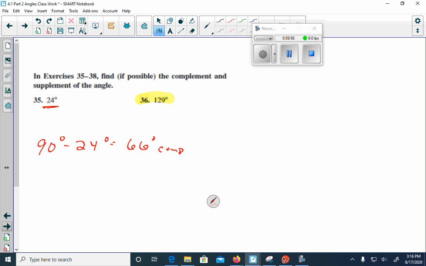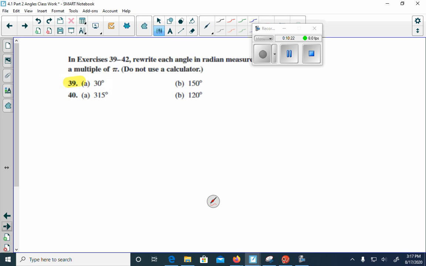To find my supplement, I take 180 degrees, subtract 24 degrees, and when I do that, I get 156 degrees. That's my supplement. I just wanted to point out that 129 degrees is more than 90 degrees. So this one, you're not going to have a complement, no complement. You will have a supplement, but not a complement.